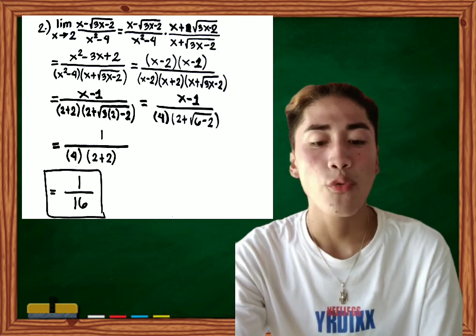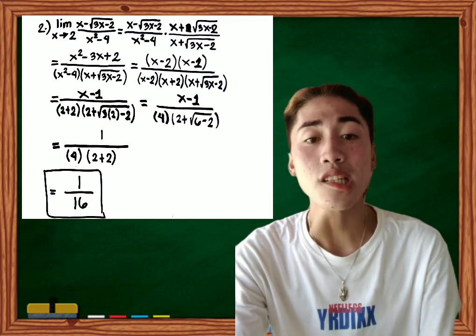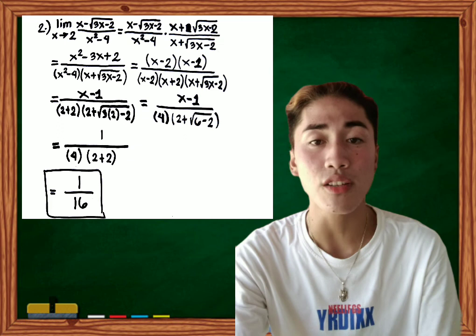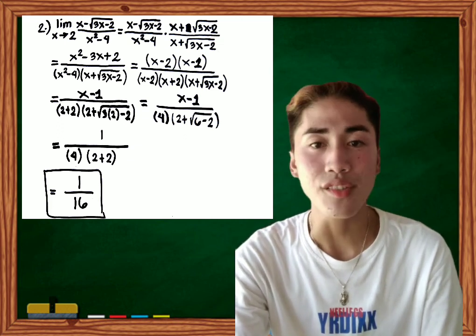Then 4 times 4 is 16, that's why we have 1 over 16 for the given limit of x minus the square root of 3x minus 2 all over x squared minus 4, wherein x is 2.